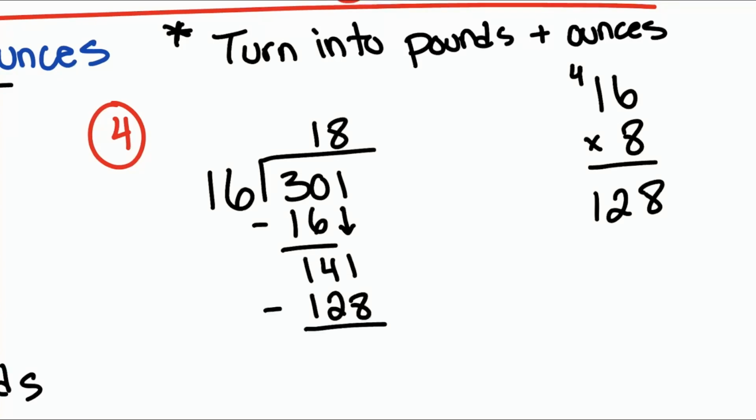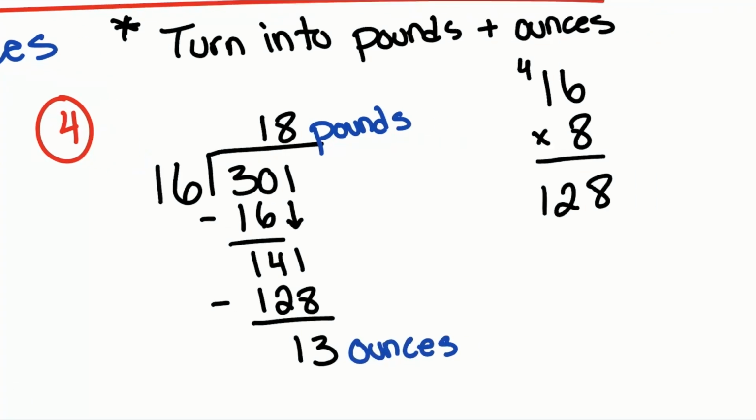My party people, let me know. 141 minus 128, or just 41 minus 28 because the hundreds cancel out. What's 41 minus 28? 13, correct. So here's how we're going to read this, everybody. The successful division, this is the number of pounds. And then the remainder is the remaining number of ounces. And there is our answer.